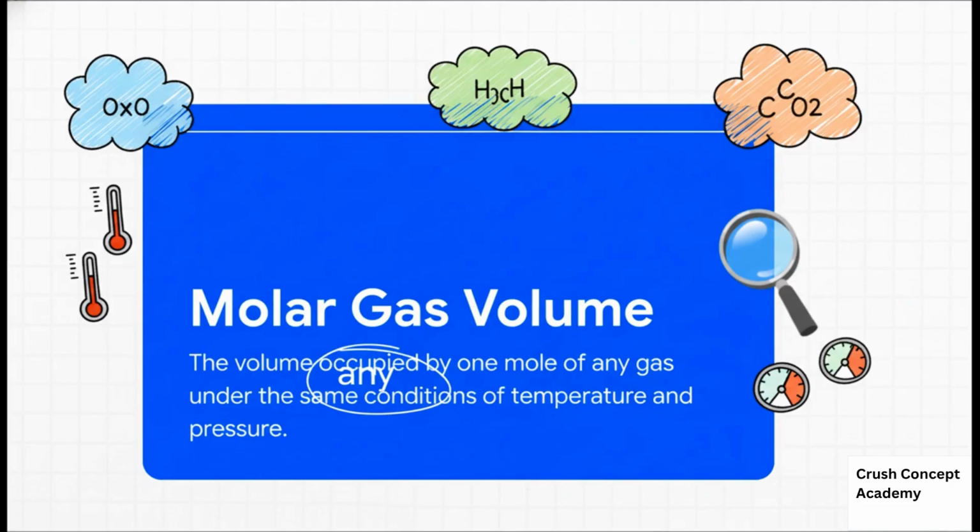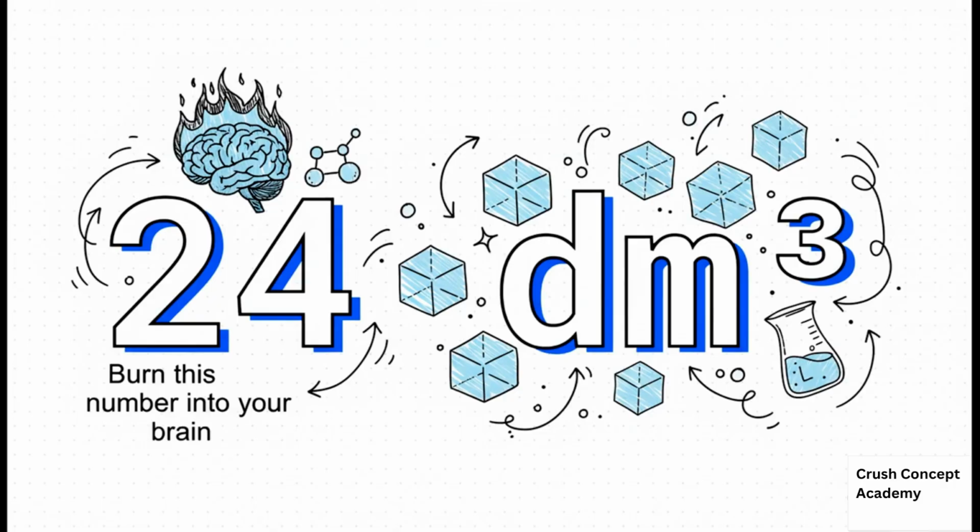That's right, any gas. It doesn't matter if it's oxygen, hydrogen, carbon dioxide, whatever. 1 mole of any gas takes up the exact same amount of space as long as the temperature and pressure are the same. Pretty cool, huh? And here is the magic number you've been waiting for. At what we call standard temperature and pressure, or STP for short, that volume is always 22.4 liters.